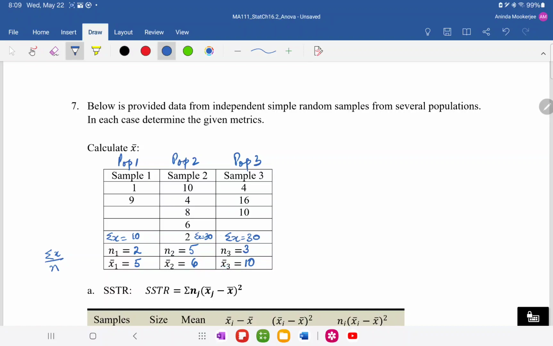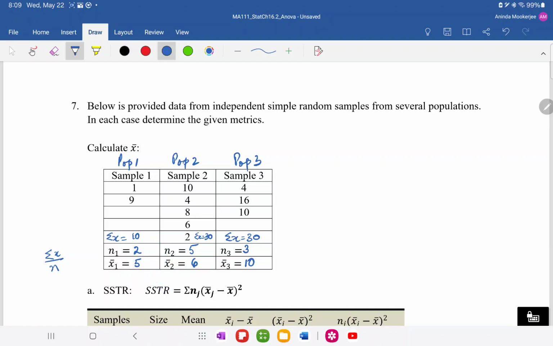All right, but I will also show you the other way, because sometimes in the tests and exams, they do not give you the individual values. Instead, they just give you the sample size and the sample means. How would you calculate the overall means if you're just given the sample means and the sample sizes?